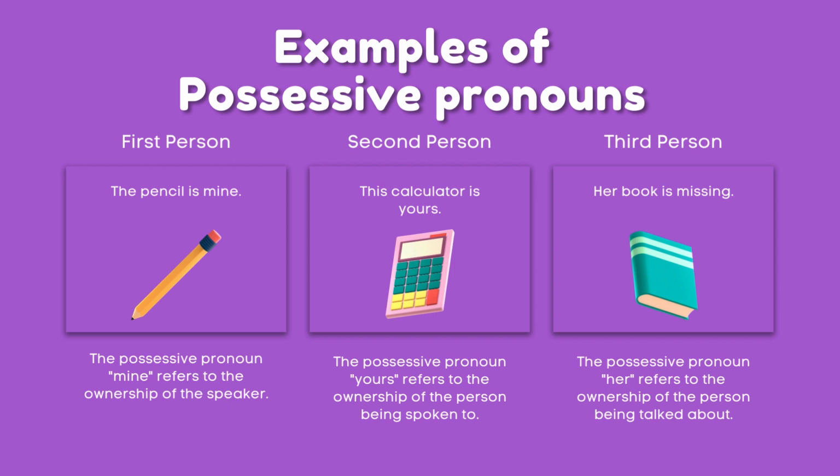The calculator is yours. Who is speaking? I am. Yours is second person, the person I am speaking to. Yours refers to ownership belonging to the person being spoken to. You own the calculator. Her book is missing. Her refers to ownership belonging to a person being spoken about. She owns the missing book. These examples are quite hard and this takes some serious practice. We will work on possessive pronouns more in upcoming lessons.